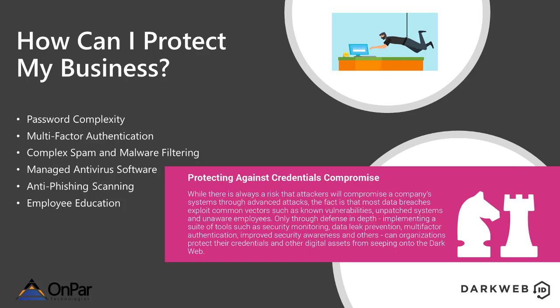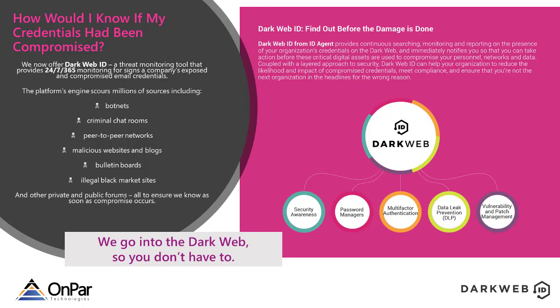So how would you even know if your credentials had been compromised or if they were for sale on the dark web? Well, that is why OnPar has now partnered with ID Agent to offer a solution called Dark Web ID. So Dark Web ID uses both human and artificial intelligence to scan the dark web for your company's information and identifies credentials that have been compromised.